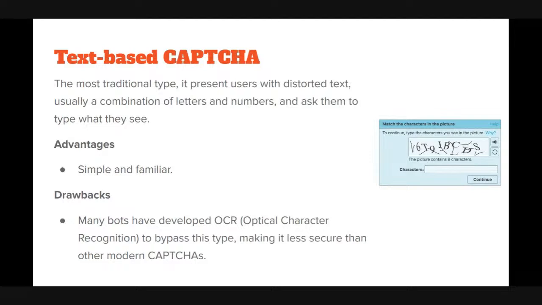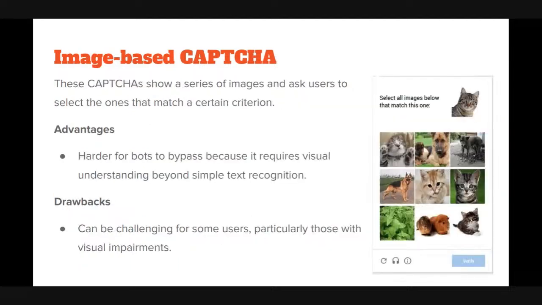Let's start with the text-based CAPTCHA, which is the most traditional one. It's simple and familiar, and that's its main advantage. The users will be presented with distorted text, usually a combination of letters and numbers, and will be asked to type what they see. As I said, the main advantage is that it's simple and familiar, but the drawback is that many bots have developed OCR, which is optical character recognition, to bypass this type of CAPTCHA, making it less secure than other modern CAPTCHAs that we are going to talk about.